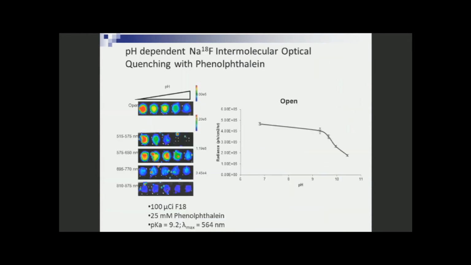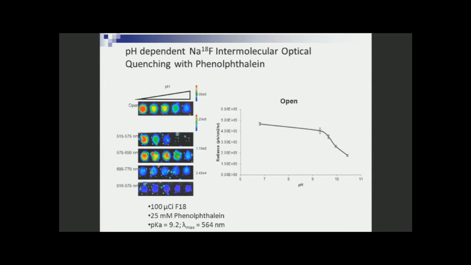As a function of pH, then, looking at changing the pH of the phenolphthalein, but now the concentration of both the phenolphthalein and the radioisotope are the same, and you can see that we do see a pH-dependent quenching of the Cherenkov radiation. We expect this to be, and it's bandwidth dependent as well as being pH dependent. This is the open spectrum here.